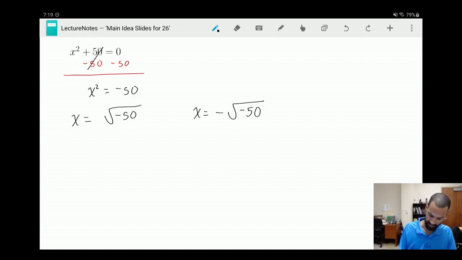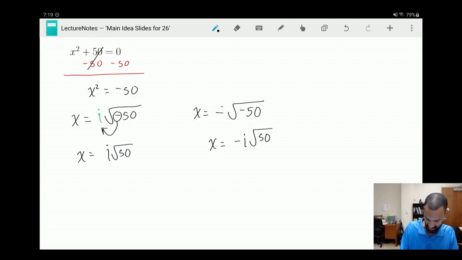So keep in mind, first of all, 50, well, no, let's deal with the negative first. Anytime you have a negative outside of the square root, it will come out as an i. I know. What? It comes out as an i. x equals i times the square root of 50. Okay? x equals negative i times the square root of 50. Keep in mind, this negative is this negative, right? These are the negatives. This i is this negative up here.